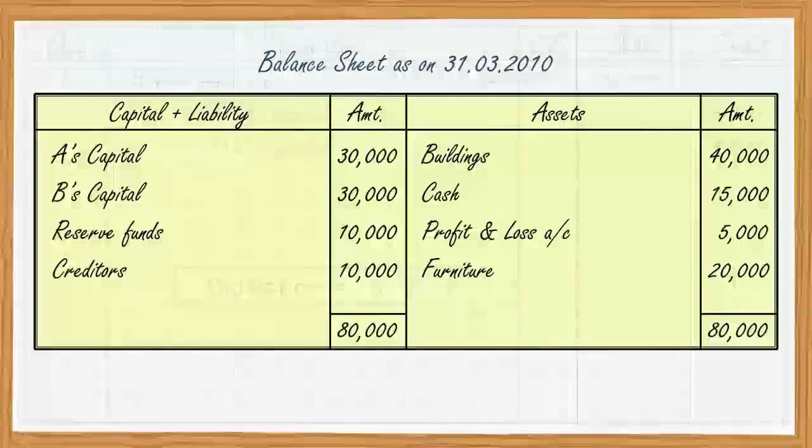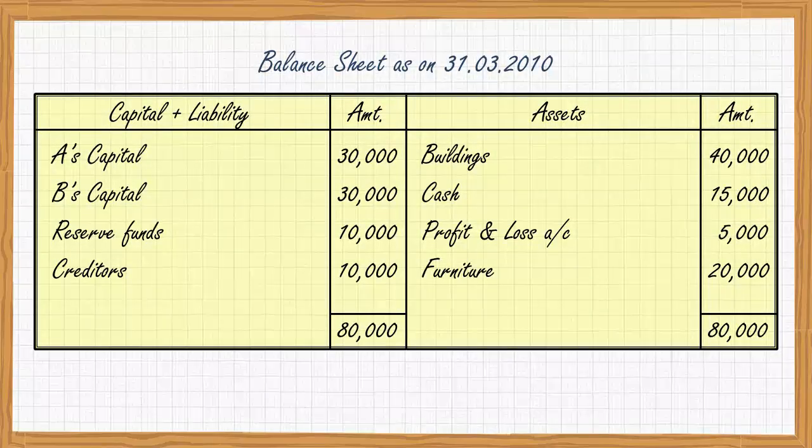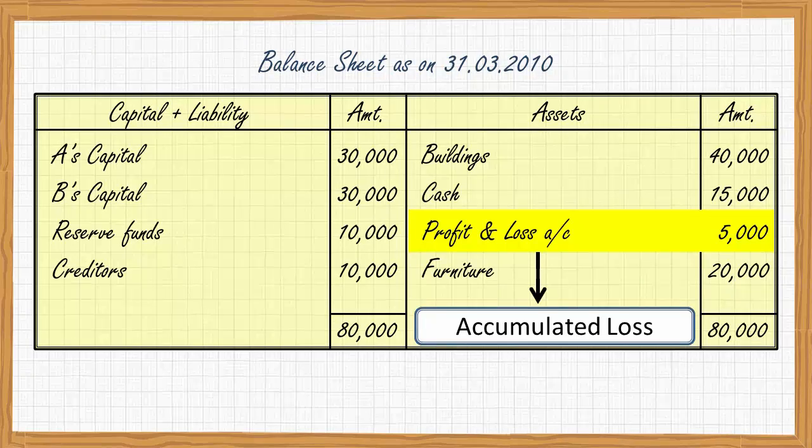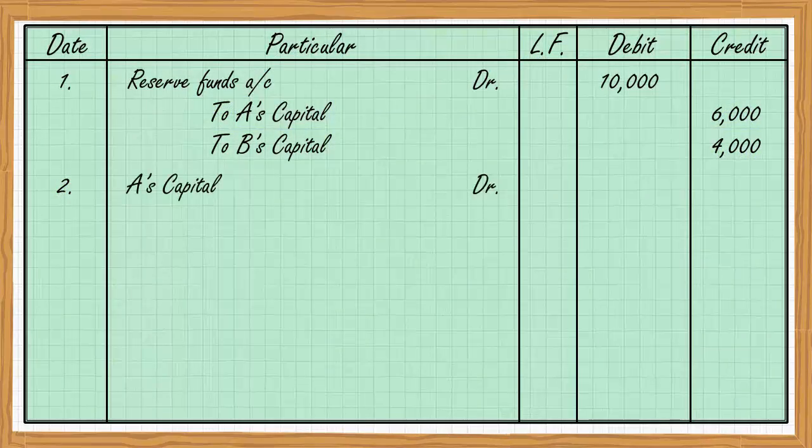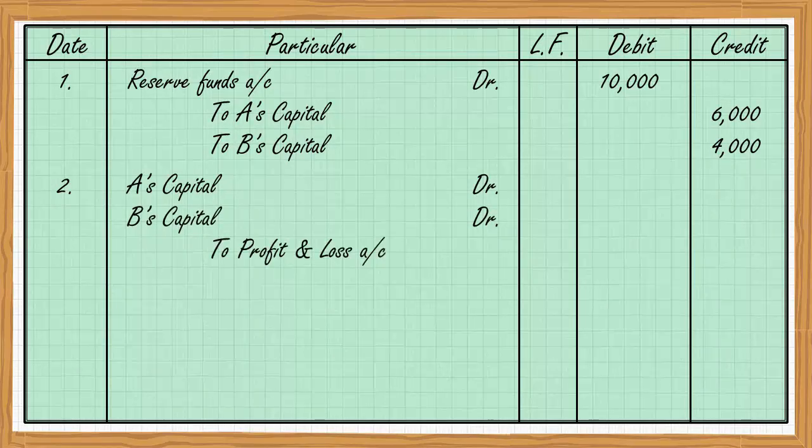And then look at the asset side. Is there any accumulated loss? Yes. On asset side, there is profit and loss account rupees 5,000. This is accumulated loss. You know it better that accumulated losses are always on the asset side of the balance sheet. This will be transferred to old partners in the old ratio. So what will be the journal entries? A's capital account debit, B's capital account debit to profit and loss account. So A debit 3,000, B's capital account debit 2,000 rupees to profit and loss account 5,000 rupees.